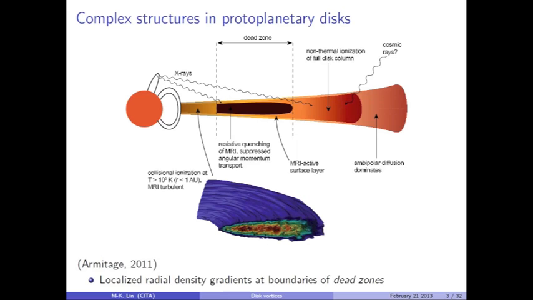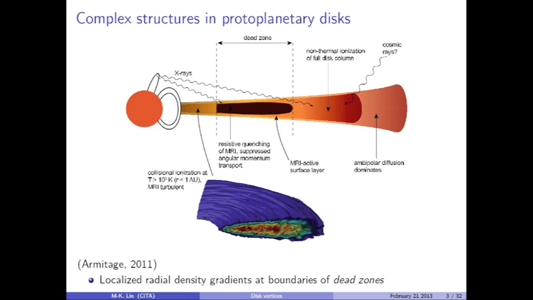This is a cartoon of a theoretical model of a protoplanetary disk, and some theoretical models of protoplanetary disks have a region called the dead zone, where the magnetorotational instability is inefficient in transporting angular momentum. So there's this interest in looking for purely hydrodynamic instabilities in the dead zone.